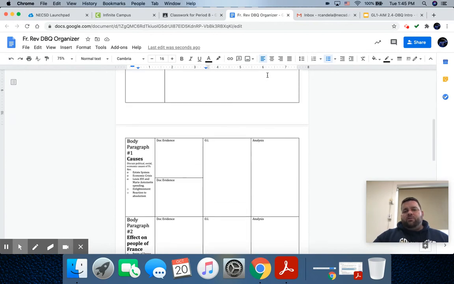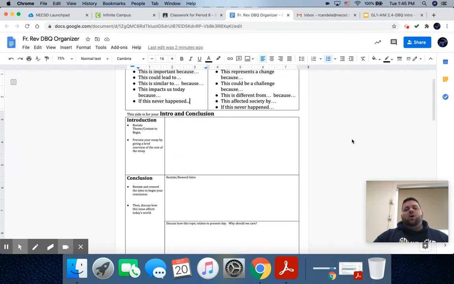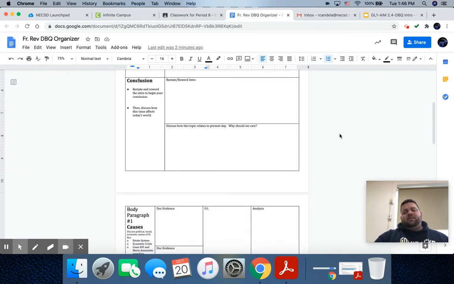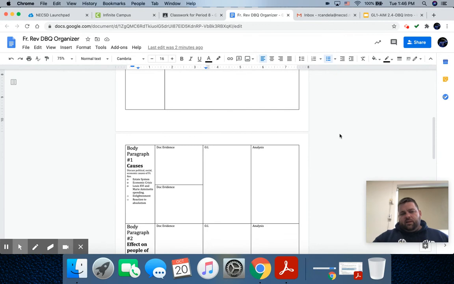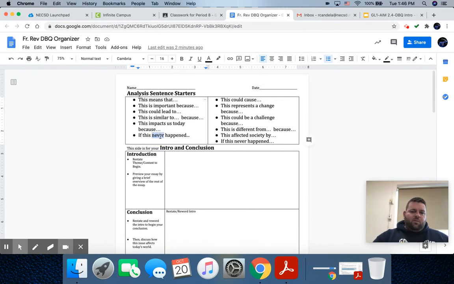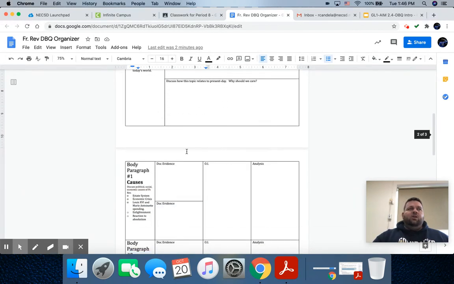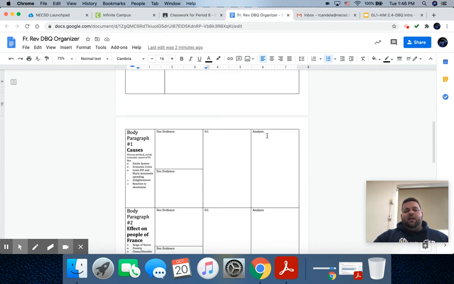Now, it is important to remember that analysis goes beyond a restatement of the facts, and analysis can be an inference that you make about the subject based on the information that you've presented. Okay, if this never happened is a great one. So, for example, if you discuss Louis the 16th and his wife spending tax money on themselves instead of reinvesting it, if this never happened, and then go off on that. You know what I mean? That's what you should do.